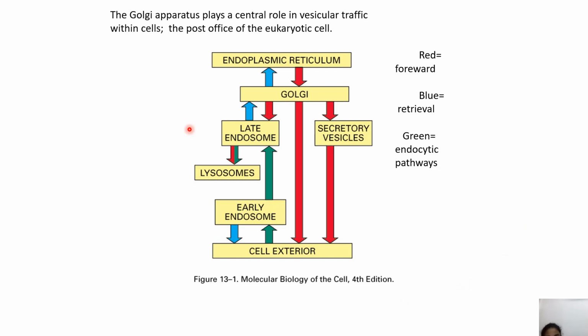So the Golgi apparatus plays a central role in vesicular traffic within cells, the post office of the eukaryotic cell. That is what it is. This image has been taken from the Molecular Biology of the Cell book. This is how all the pathways happen. You can see the different colors: blue, red, green.